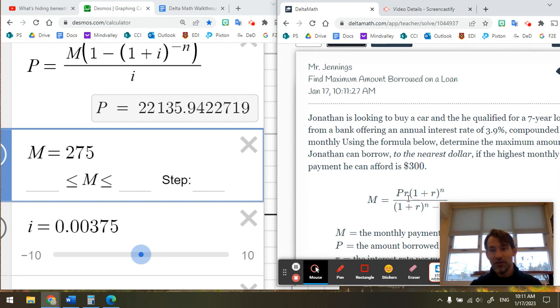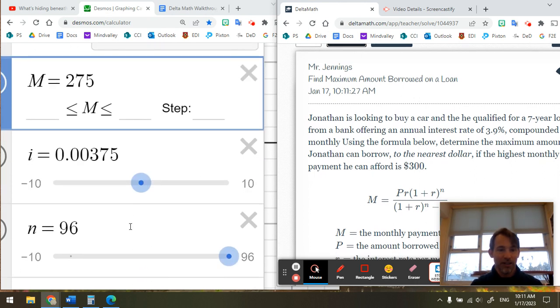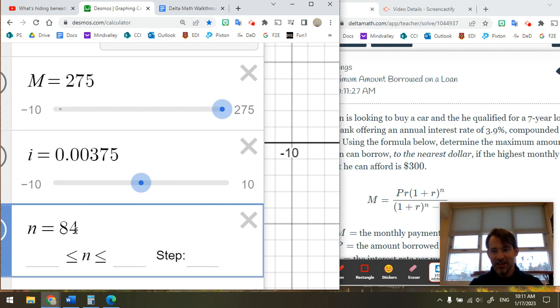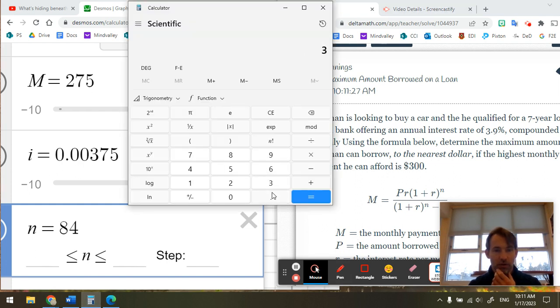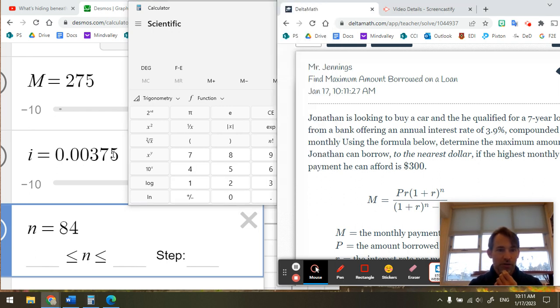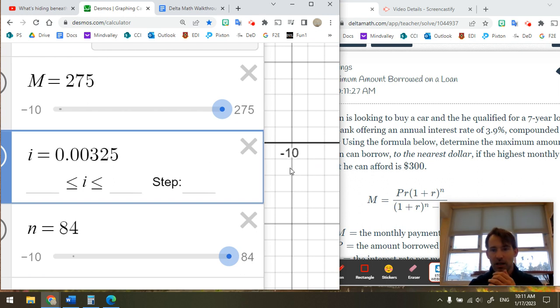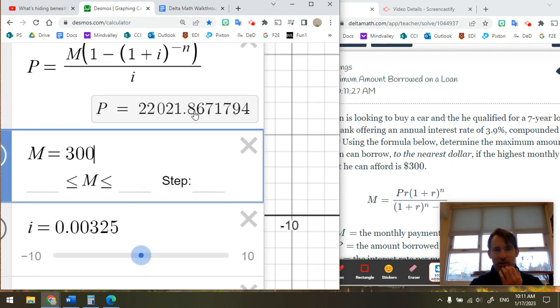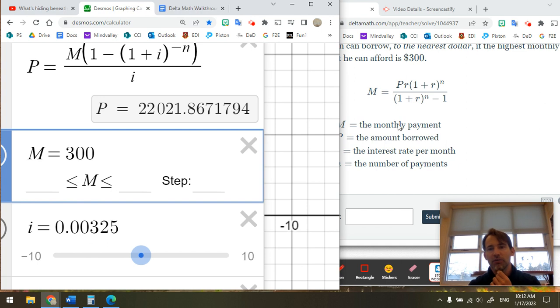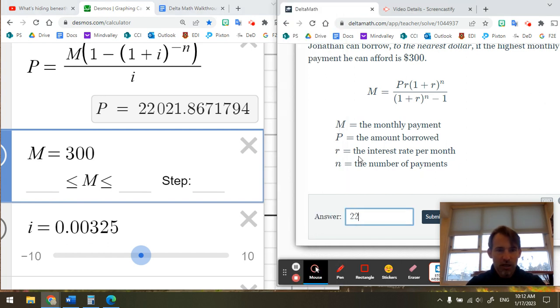Do a new one. Put the stuff in. 7-year loan. Okay, finally get to use that number 84 that I've been just dying to use since I made a mistake last time. Annual interest rate of 3.9. So 3.9 divided by 12 is 0.325. There we go, 325. And the maximum he can afford per month is 300. I bet he gets a more expensive car. Oh, no, less expensive by just a hair. 22022. Fun number. Oh, and they had the funky formula there. It doesn't matter what formula they ask for. The answer is the same.